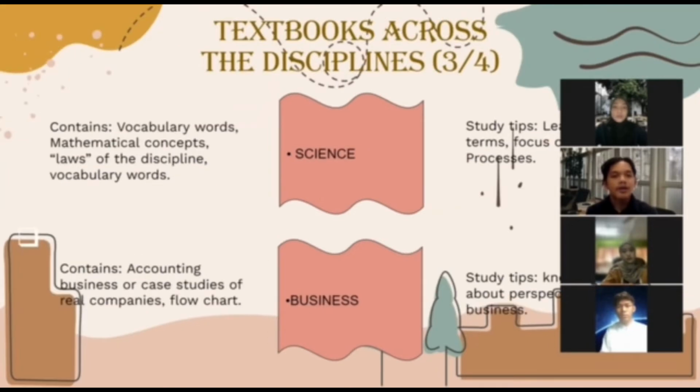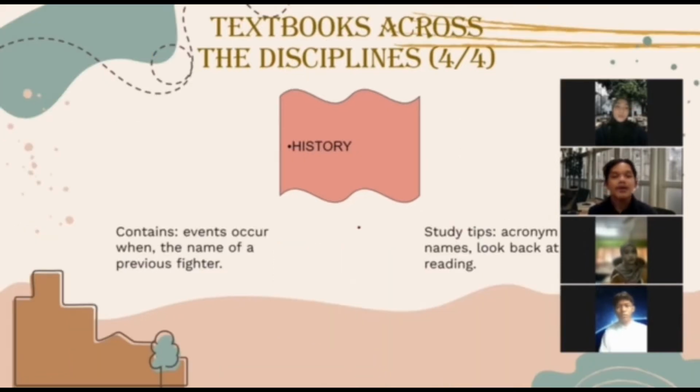Next slide. Number 5, science. Contents: vocabulary words, mathematical concepts, laws of the discipline. Study tips: learn key terms, focus on processes. Number 6, business. Contents: accounting, business or case studies of real companies, flowcharts. Study tips: knowing about the perspective of a business. Next, and last, history. Contains events that occurred, names, and dates. Study tips: acronyms, names, look back at the reading.